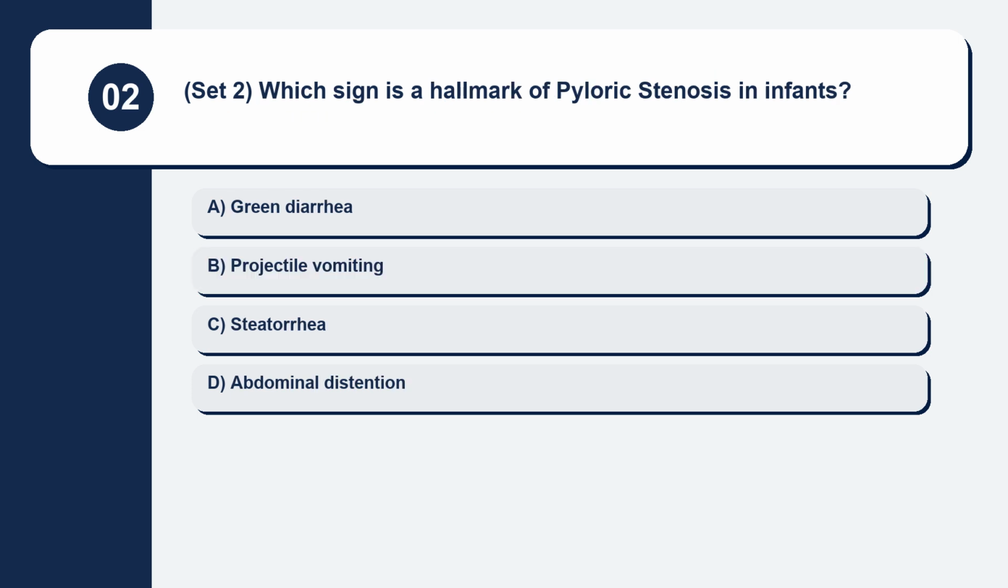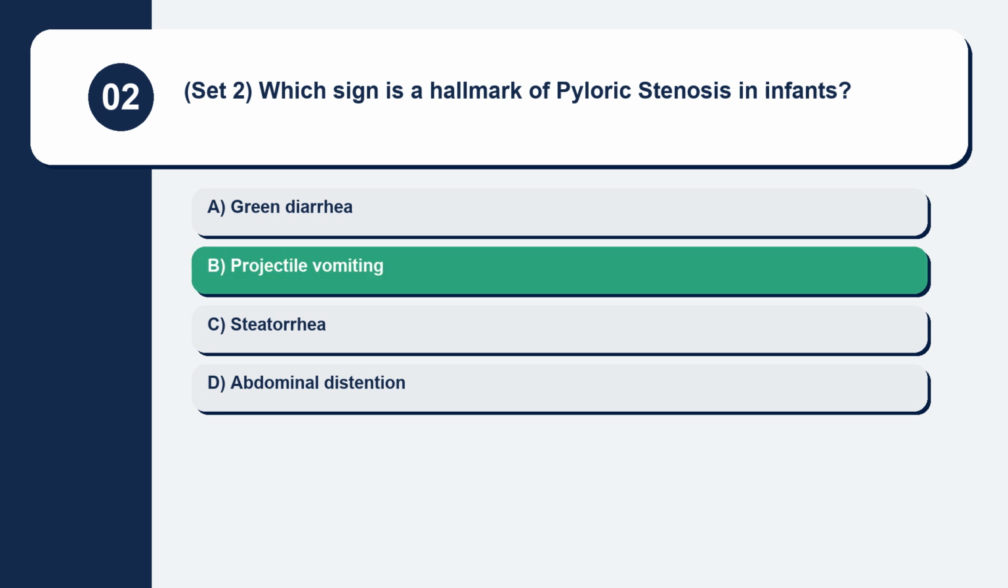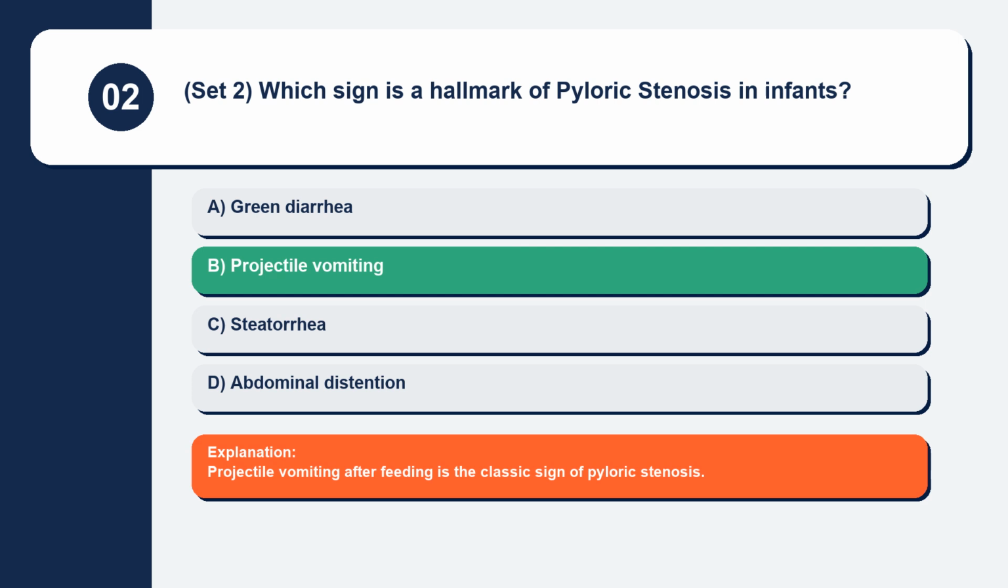Question 2, Set 2. Which sign is a hallmark of pyloric stenosis in infants? Green diarrhea, projectile vomiting, steatorrhea, abdominal distension. Projectile vomiting after feeding is the classic sign of pyloric stenosis.